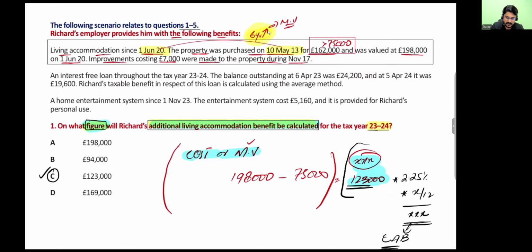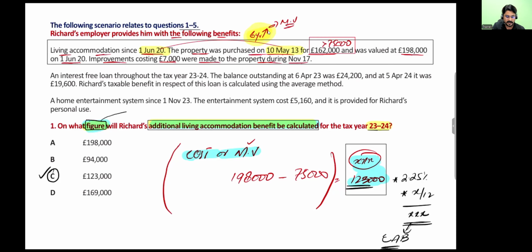So this is the answer, that on 123,000 expensive accommodation benefit will be calculated. I would appreciate if you please give me your quick feedback whether now you are clear on this. The students who selected answer A, they were incorrect. Why? Because examiner has not asked to decide whether the cost or the market value will be used.